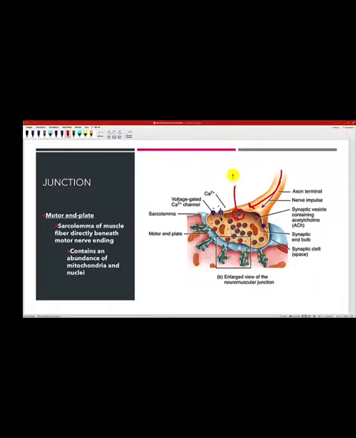So we need to make sure that we are allowing the big R, rest and relaxation, so that when we have downtime and we're off of our feet and we're sleeping at night, we are replenishing these vesicles with these neurotransmitters in it. Okay, here is the synaptic bulb, right? So you guys can follow me around this. It obviously has its own membrane. You can see that.